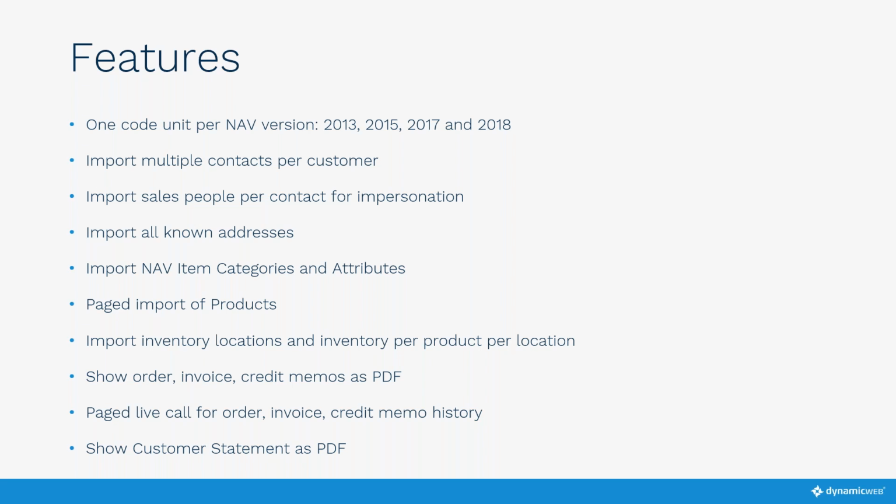And also there are slight variations between them. So for instance, you can only really get item categories and attributes from 2017 onwards because that functionality was not in the older NAV versions. And there are also slight variations between the way we generate PDF documents, because that's also changed throughout the years.